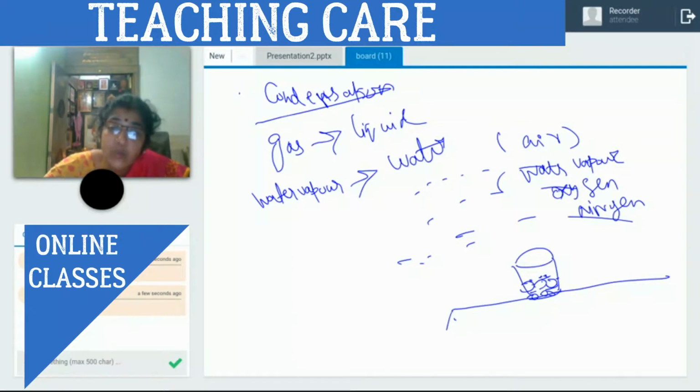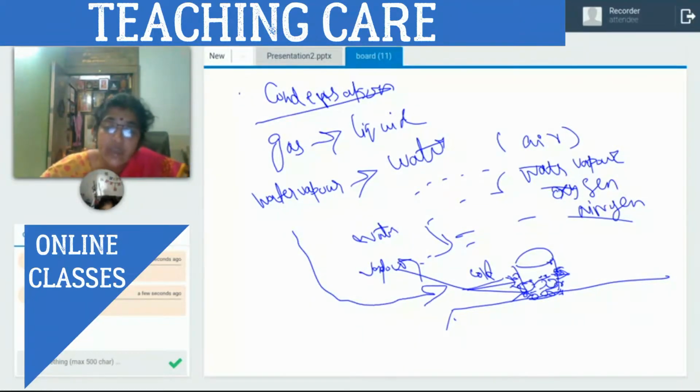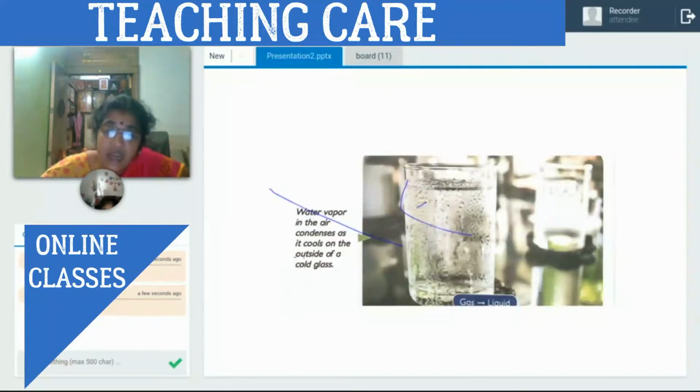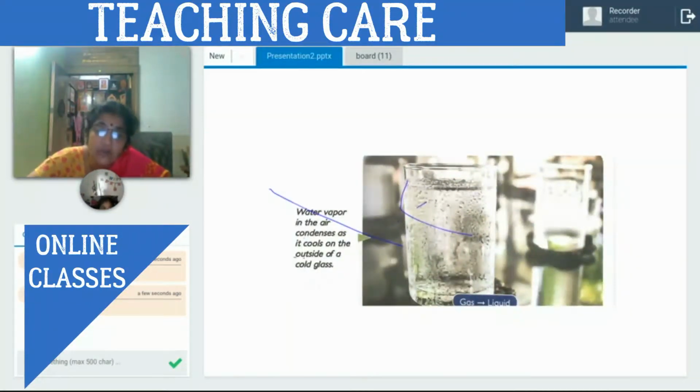okay, what will happen? This water vapor, which was present in the atmosphere, this ice tumbler's outer covering is cold, isn't it? So in this cold, this vapor will settle as drops of water. So you can see that droplets of water are present outside that glass tumbler. So what process has happened here? Condensation. Condensation means from which state to which state? From gas state to liquid state. Gas to liquid, that's all.